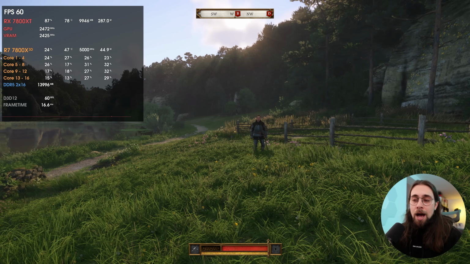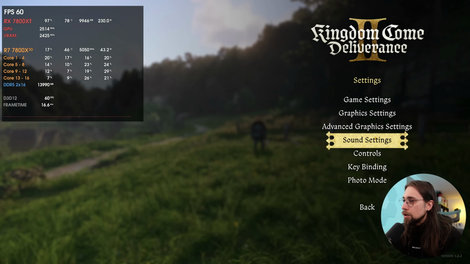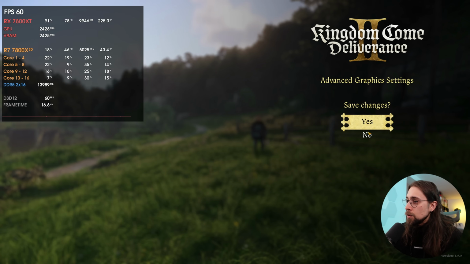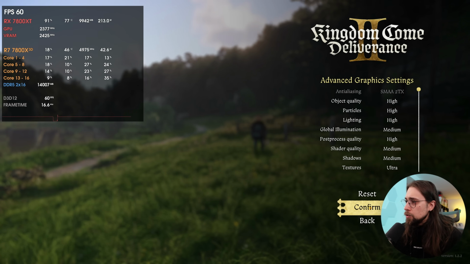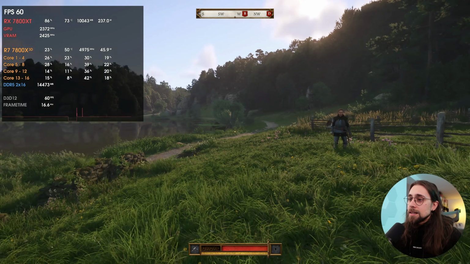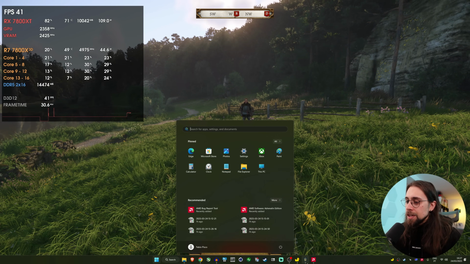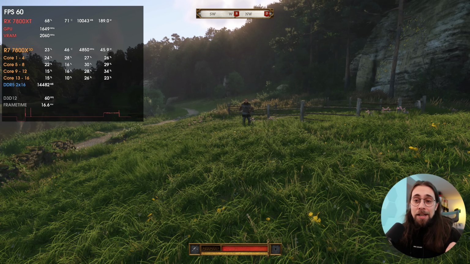What we can do here now, for example, let's just reduce the settings a bit, just in order for me to show you how things work, like the global illumination and the shadows, I guess. Shader quality, shadows as well, to medium. Okay, so it's going better now, 85%, 89, something. So we are going at 60 FPS, and we are using the 2 times fixed mode. So we are going from 60 to 120.